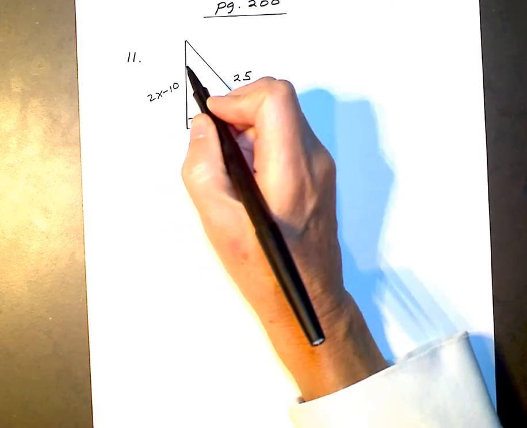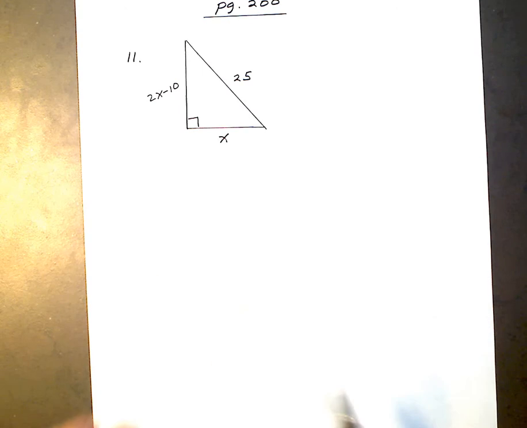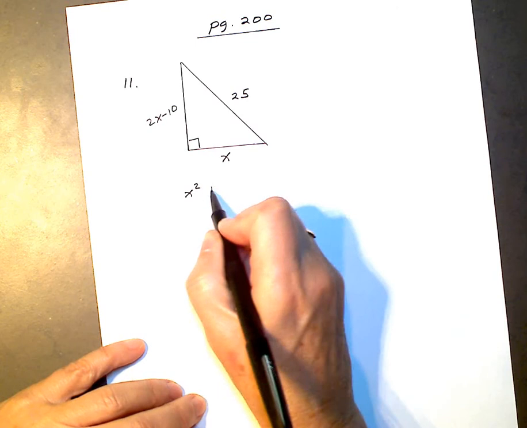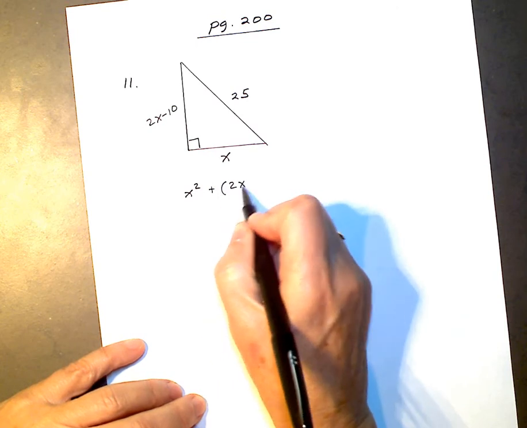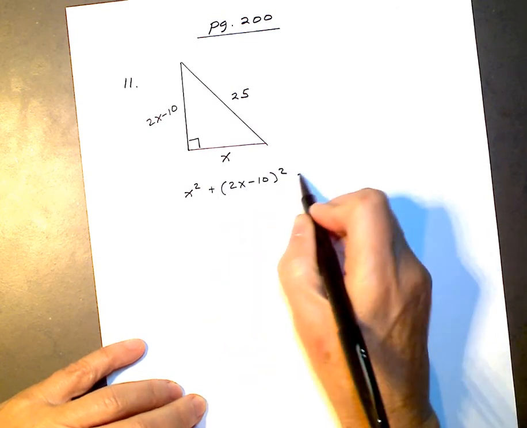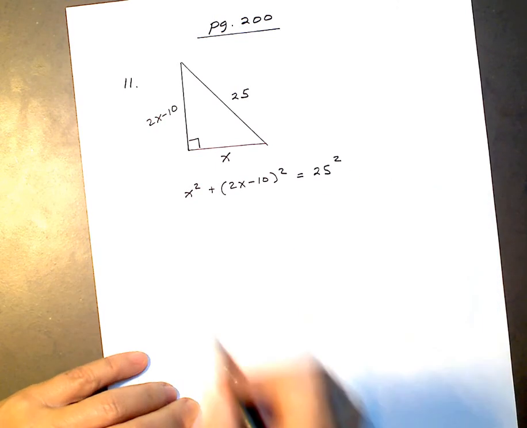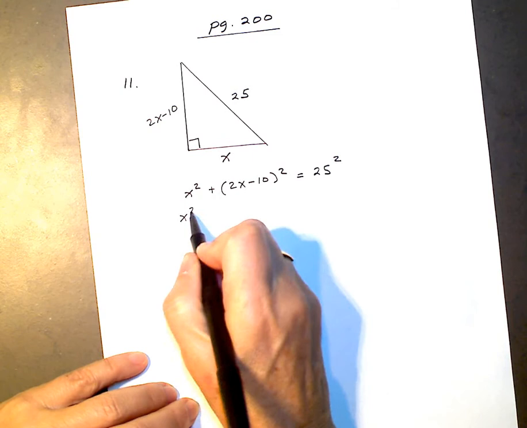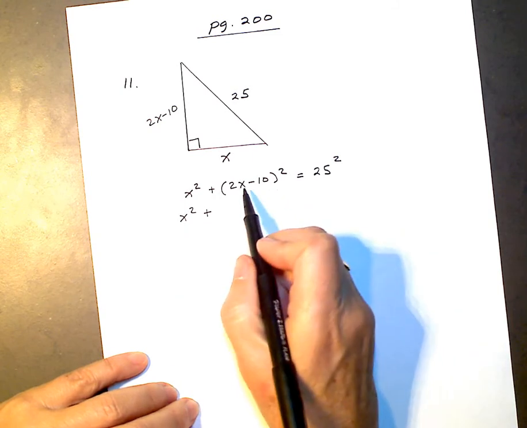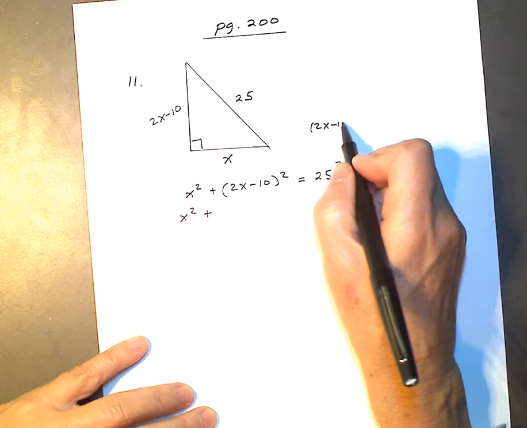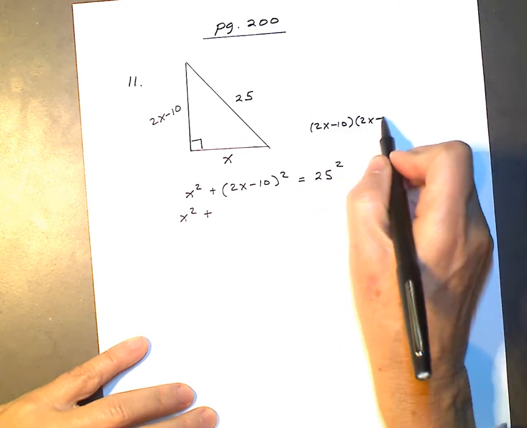So then from there, we can use the Pythagorean theorem to solve this. So we can say side squared plus other side squared should be equal to hypotenuse squared, if this is a right triangle. So x squared plus, and we recognize that (2x minus 10) quantity squared means 2x minus 10 times 2x minus 10, right, as a factor.